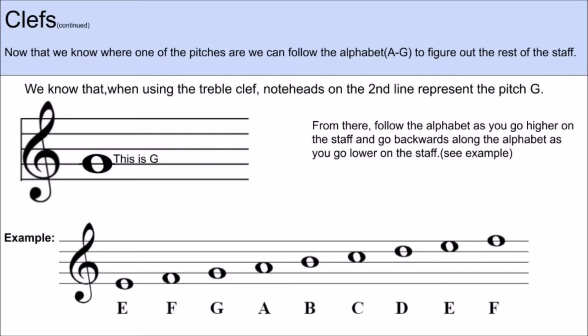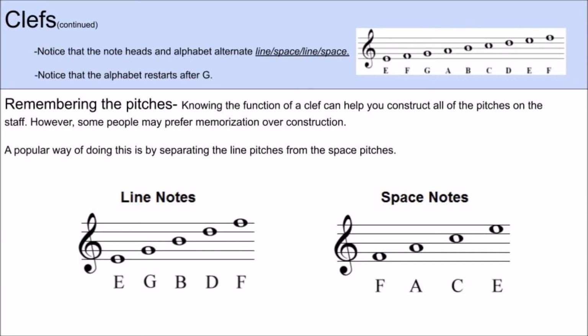Here in the example, we can see starting on the first line of the staff is E, and then you follow the alphabet up. E, F, G, A, B, C, D, E, and F is on the top or fifth line of the staff. An important thing to note is that we alternate between line and space, with the letters of the alphabet following suit. And notice that once we get to G, we restart the alphabet on A. So starting on the first line, it goes E, F, G, and then on the second space, we go back to A.